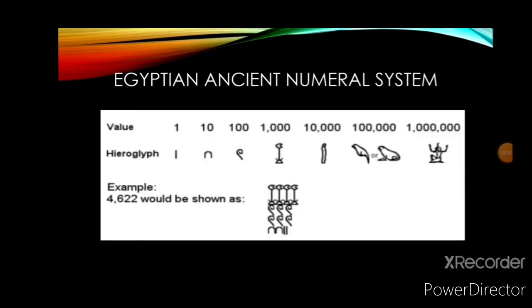Here are the hieroglyphs of the respective values. Well, writing a number in the Egyptian numeral system is pretty simple, only if you remember the hieroglyphs correctly. For example, for writing 4622, we write 4 hieroglyphs of 1000, 6 of 100, 2 of 10, and 2 hieroglyphs of 1. As in this numeral system there is no concept of place value, the order of representation doesn't matter much.